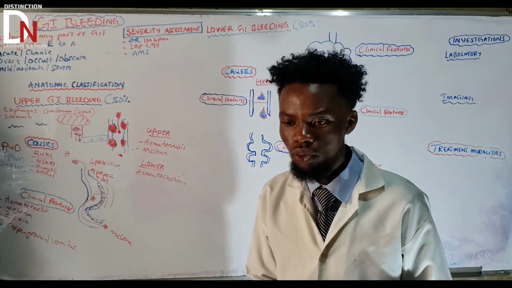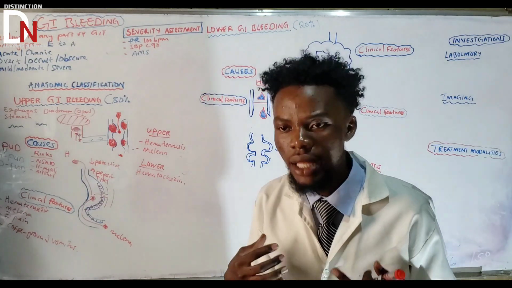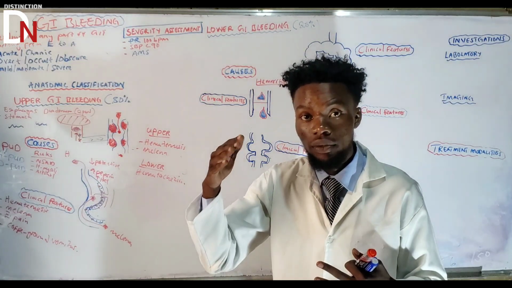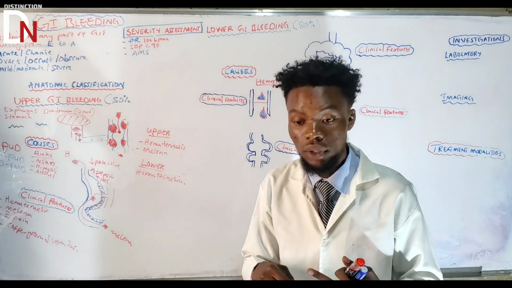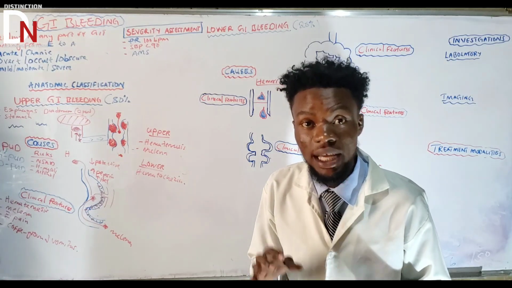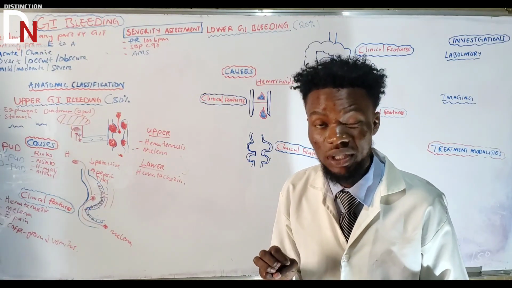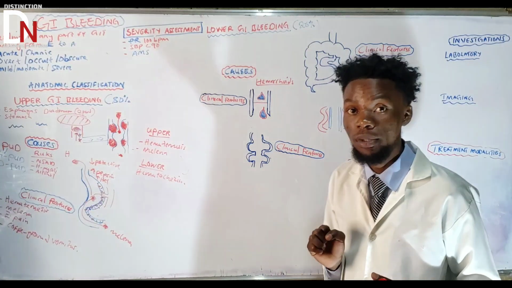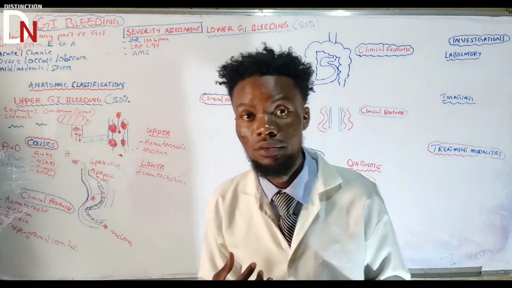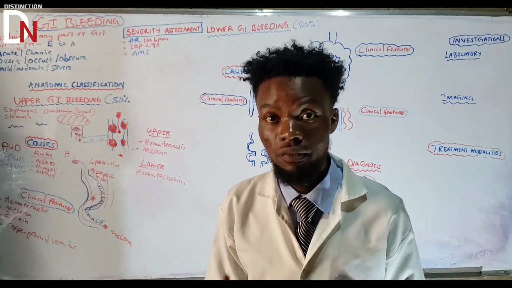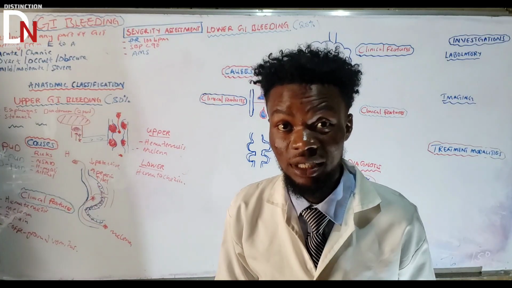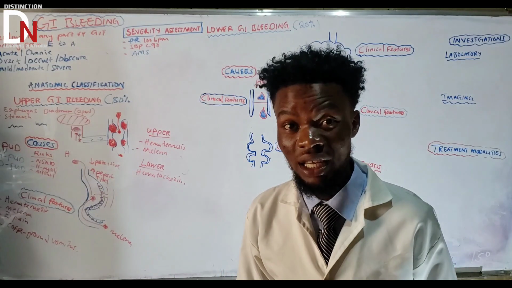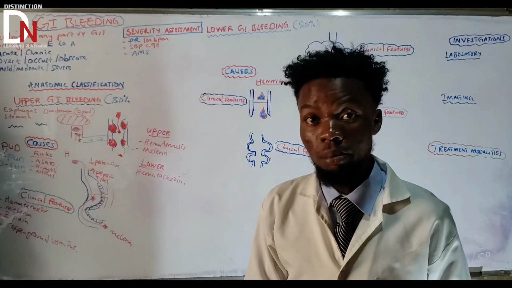Basically, what's going to happen is that the blood coming from the upper GI tract is not having enough time to be digested. If it is not having enough time to be digested, then it is removed via the anal canal from the rectum. Then you are going to see bright red bleeding, and bright red bleeding coming from the anal canal is hematochezia.